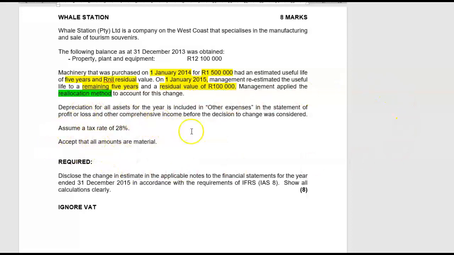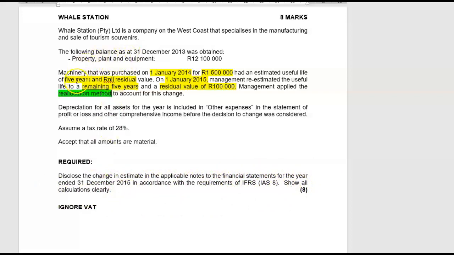We don't need that and we don't need that. Disclose the change in estimate in the applicable notes to the financial statements for the year ended 31 December in accordance with the requirements of IAS 8. Show all calculations clearly. Good.